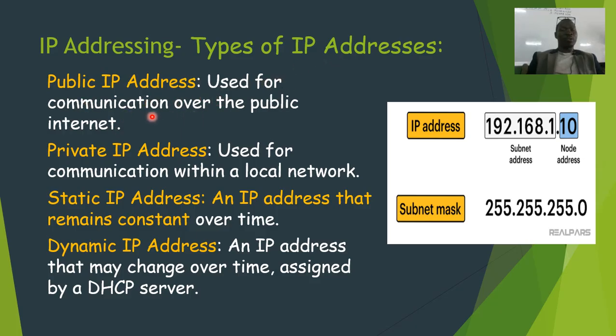Okay, now the different types of IP addresses, we have what we call the public addresses. These are basically used for communication over the public internet. We have what we call the private IP addresses, basically reserved for private use, used for communication within a local network. We have static IP addresses, for example, those that remain constant over time. Assuming you're going to assign an IP address to your printer, which is being shared by everyone, it means you must assign it a static IP address, such that it doesn't keep on changing, because if it changes, the next time I want to access the printer, I cannot access it. So it means you must use a static IP address.